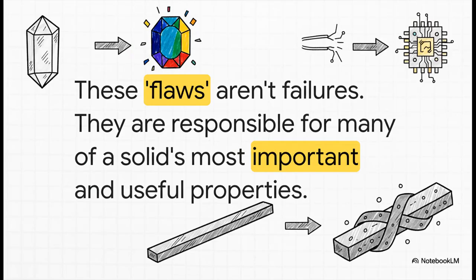But, and this is the most important takeaway of this entire explainer, these flaws are not failures. They are absolutely essential. The brilliant colors in gemstones, that's because of impurities. The incredible power of the semiconductors in your phone, that's all about carefully controlled defects. The strength of steel alloys, you guessed it, it's the flaws. It turns out a perfect crystal would actually be far less interesting and useful.